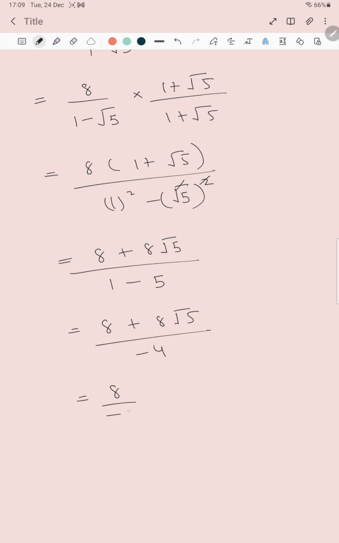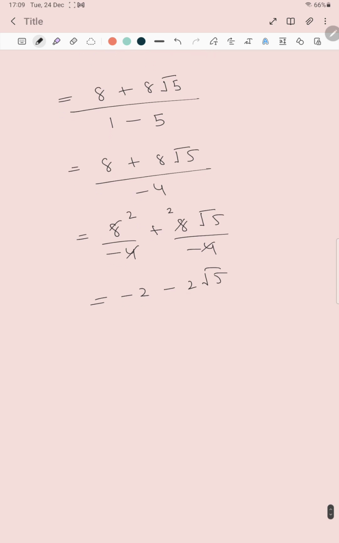So you can just divide the first numerator by the denominator and the second numerator by the denominator. So it will be minus 2 square root 5. This is your final answer.